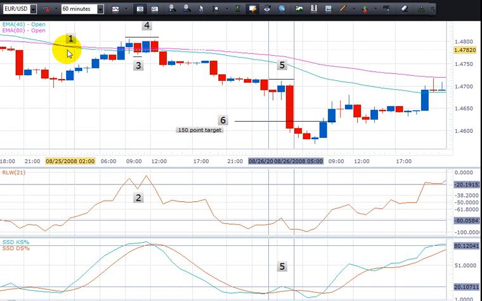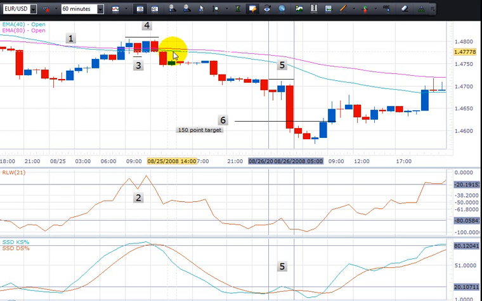So step one, we need to identify the trend. We do that with our two exponential moving averages. The green line being the 40 period, the pink purple line being the 80 period. Now as you can see from this area here, we get a crossover. The green line comes below the pink line. So we're looking at selling into this market. We're now in a downtrend.